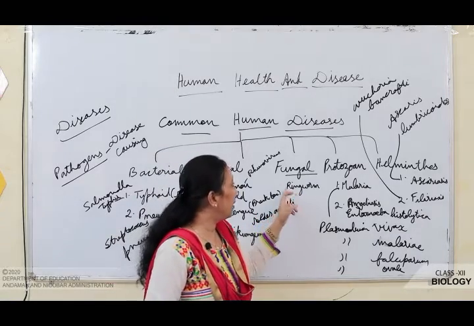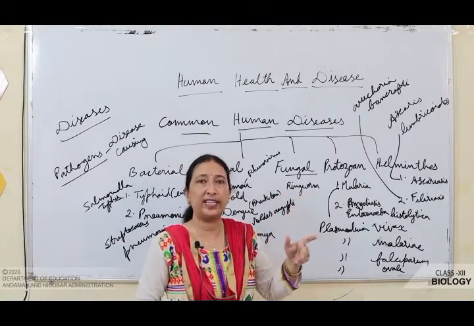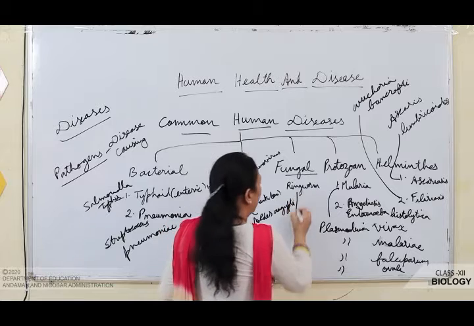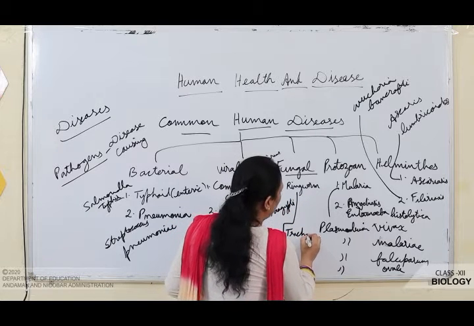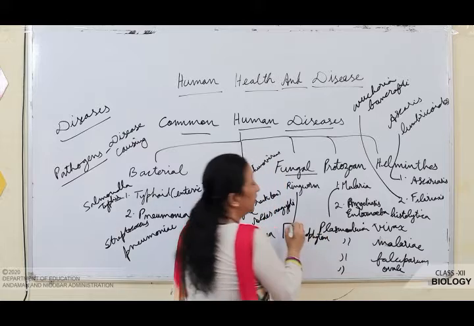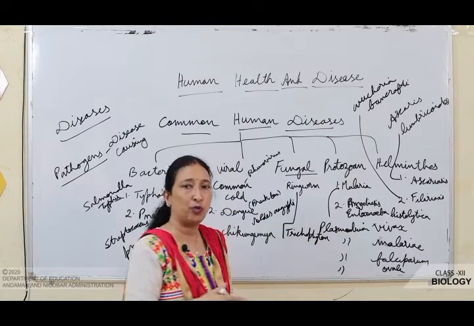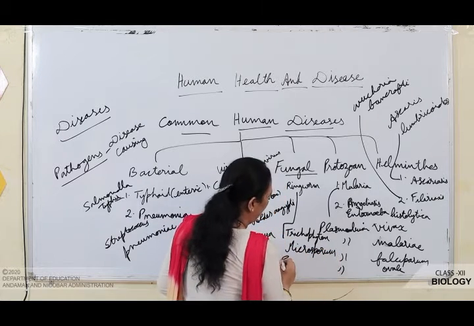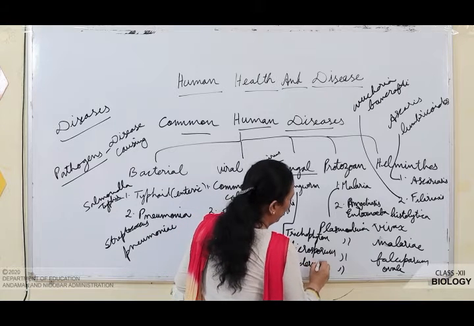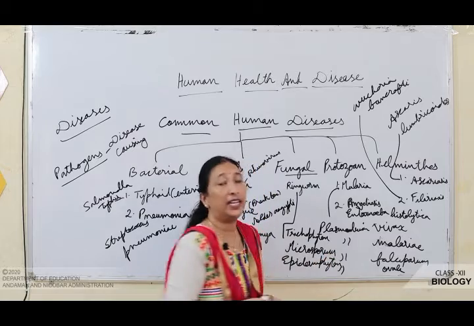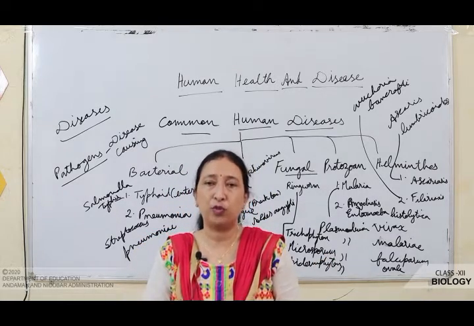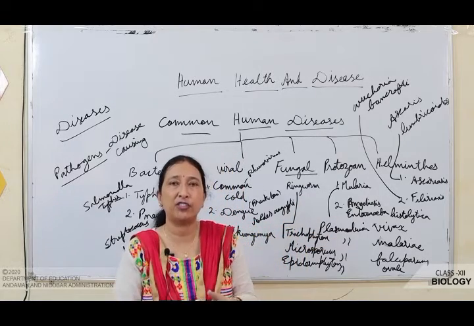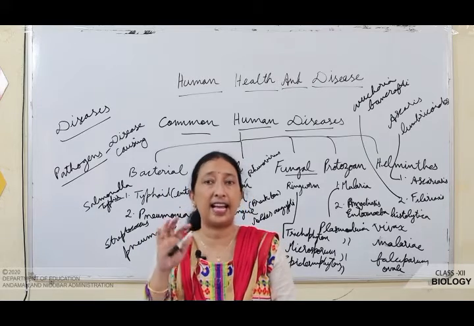We had left ringworm. For ringworm, I had just mentioned that it is caused by a fungus, but which kind of fungus? It belongs to 3 genera: Trichophyton, Microsporum and Epidermophyton. These are the 3 genera of fungus by which ringworm is caused, and the site of infection is skin, nails and scalp.